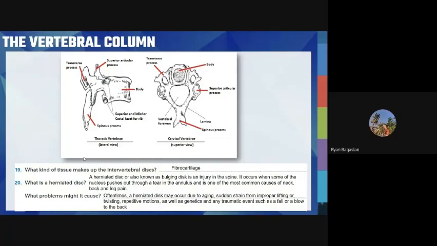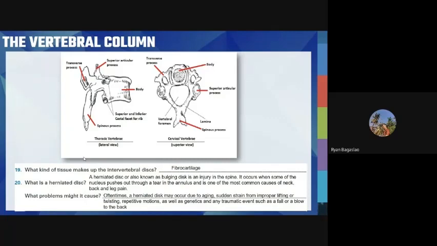So for question number 19, what kind of tissue makes up the intervertebral disc? The vertebral disc is composed of fibrocartilage, which is the tissue making up the vertebral disc.